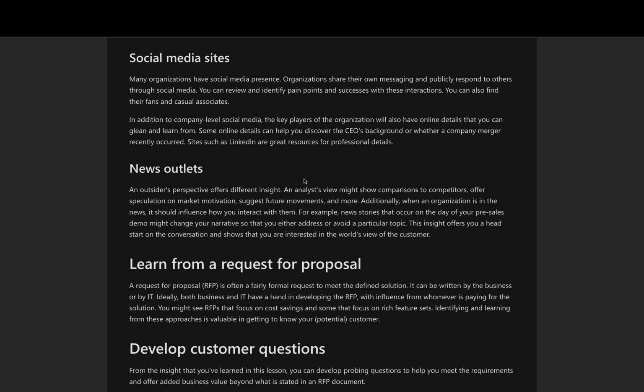In addition to company-level social media, key players of the organization will also have online details that you can glean and learn from. Some online details can help you discover the CEO's background or whether a company merger recently occurred. Sites such as LinkedIn are great resources for professional details.